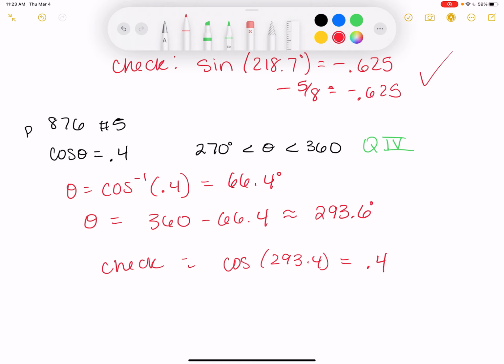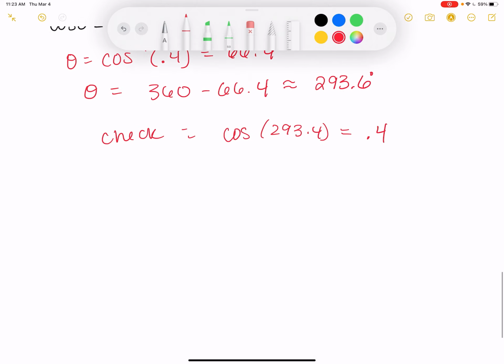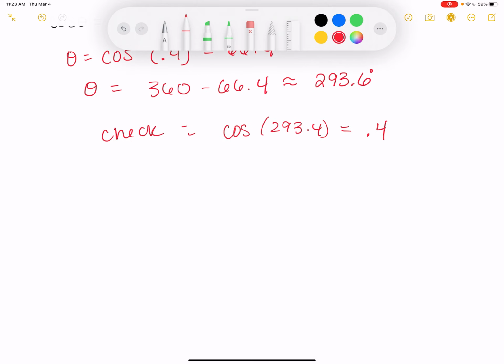I'm going to have you guys try one. Not inverse, because inverse makes it negative.